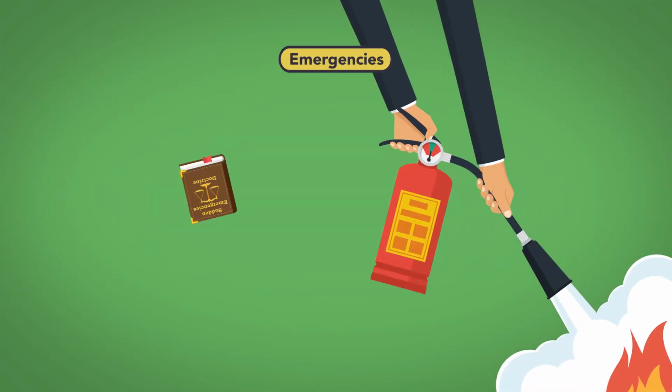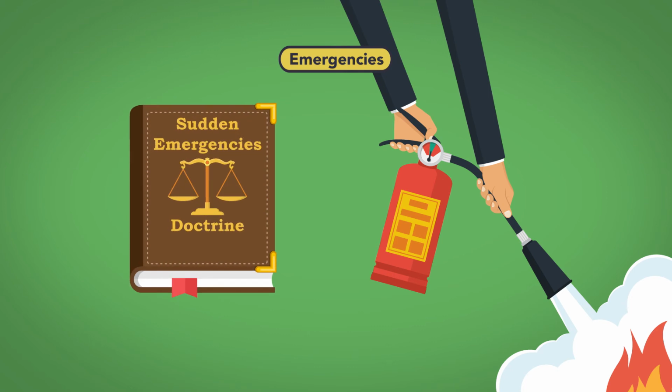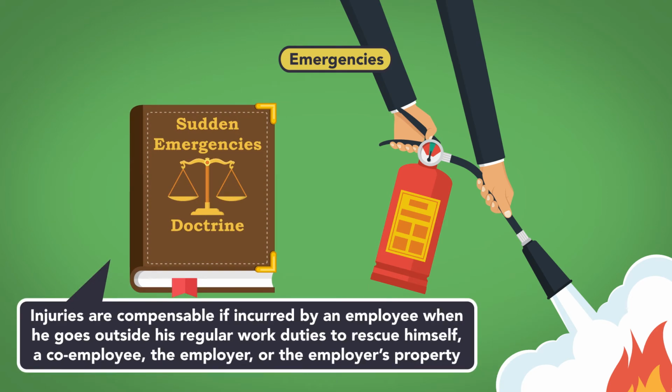Emergencies. According to the Sudden Emergencies Doctrine, injuries are compensable if incurred by an employee when he goes outside his regular work duties to rescue himself, a co-employee, the employer, or the employer's property.